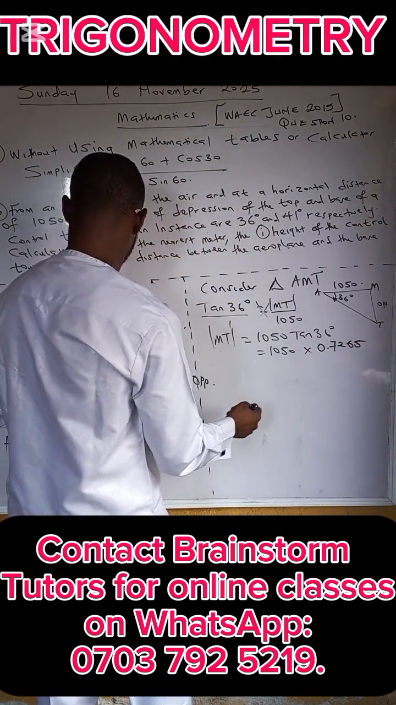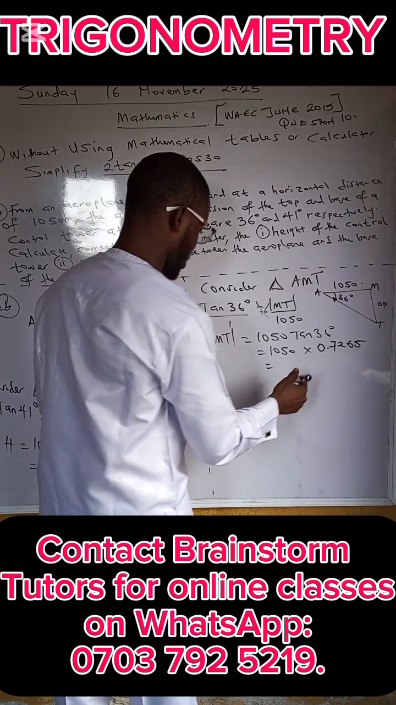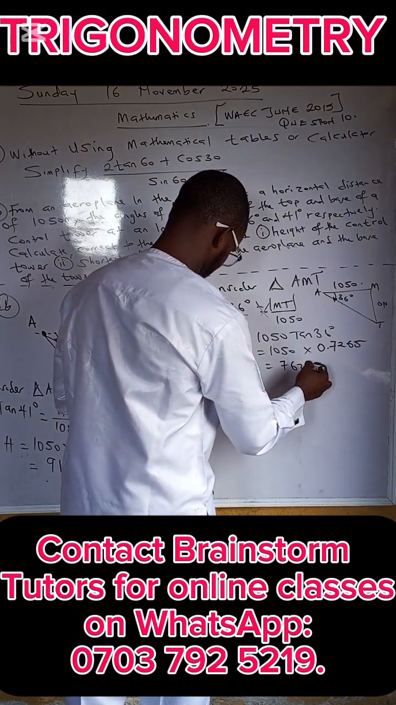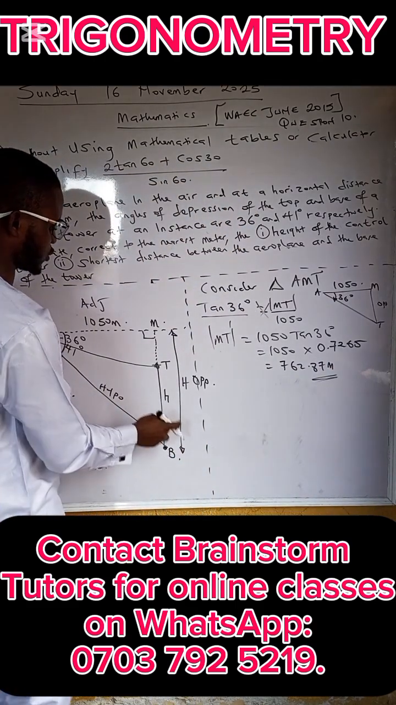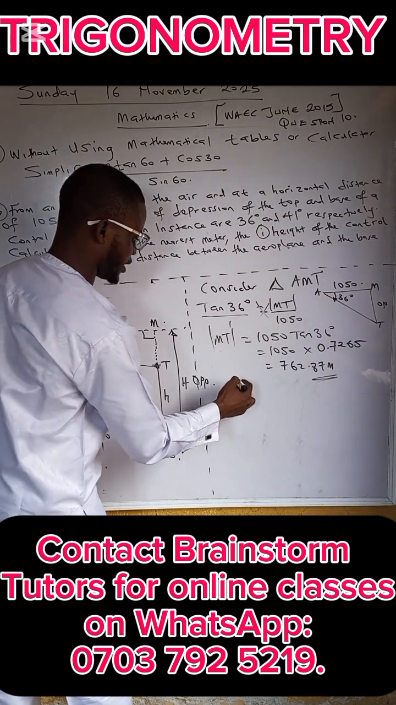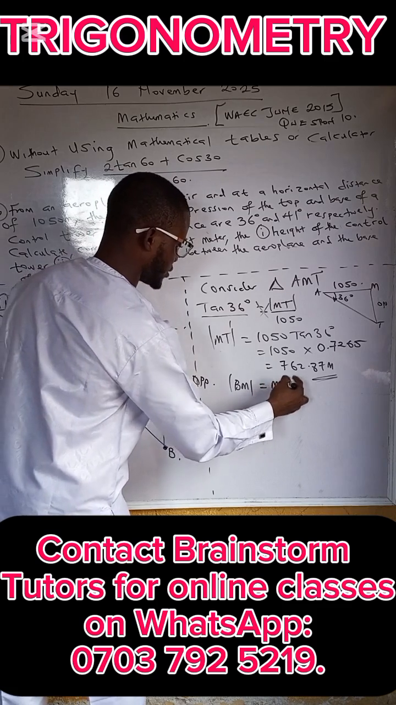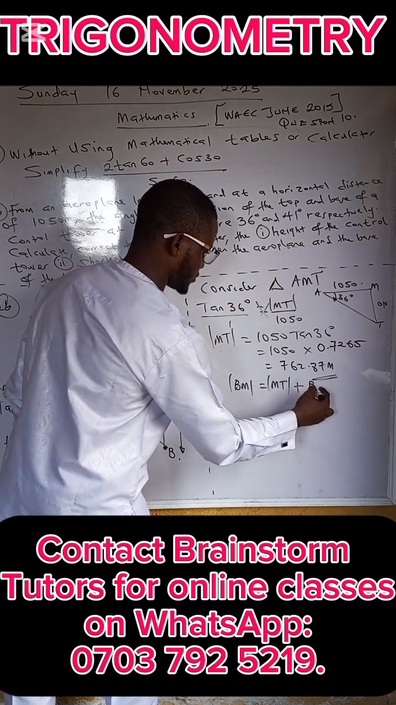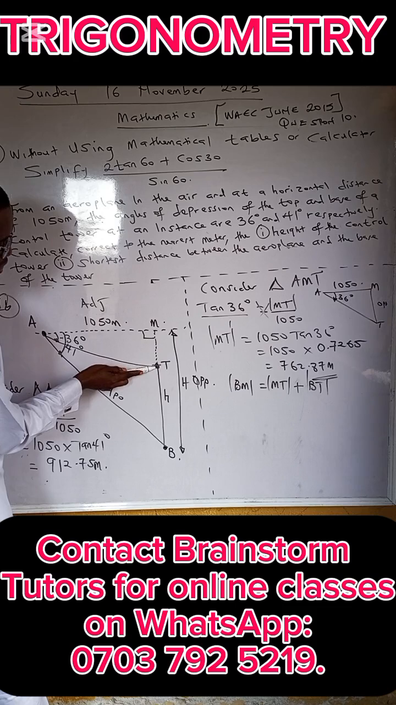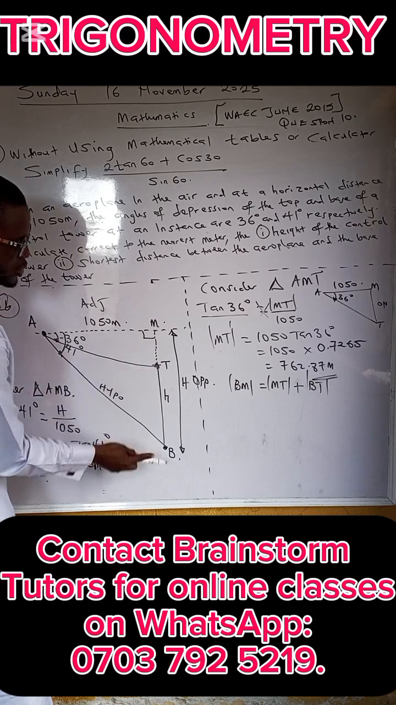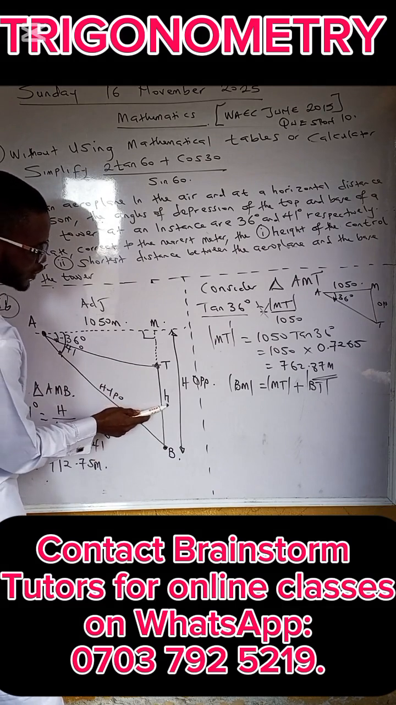0.7265. So if I press my calculator and multiply this by 1050, I have it to be 762.87 meters. So now, in order for me to find the distance of TB, remember that BM is equal to NT plus BT. So the length BM is the sum of this distance plus this distance. They asked me to find TB, which is the height of the control tower. They asked me to find the value of H itself.